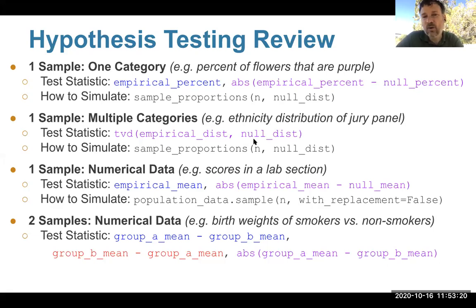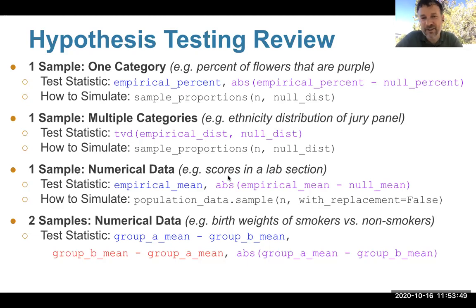If you've got a categorical variable with multiple values, more than two values, like the ethnicity of a jury panel where there are multiple possible ethnicities, then you might look at the TVD. The TVD is a way to compare two distributions, and you might look at the TVD between the observed distribution and the distribution predicted by the null hypothesis.